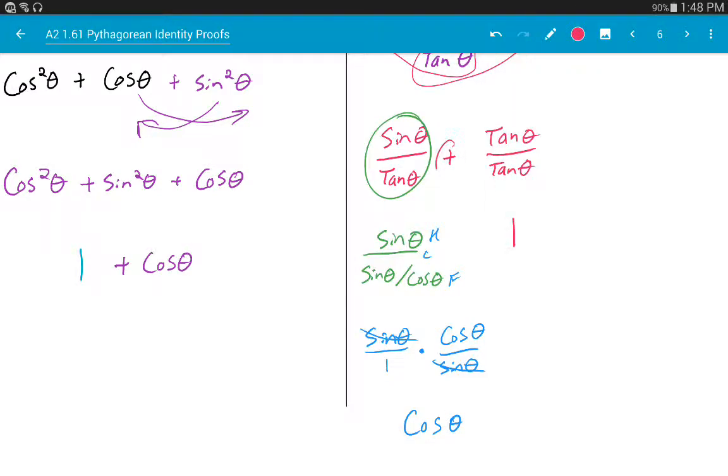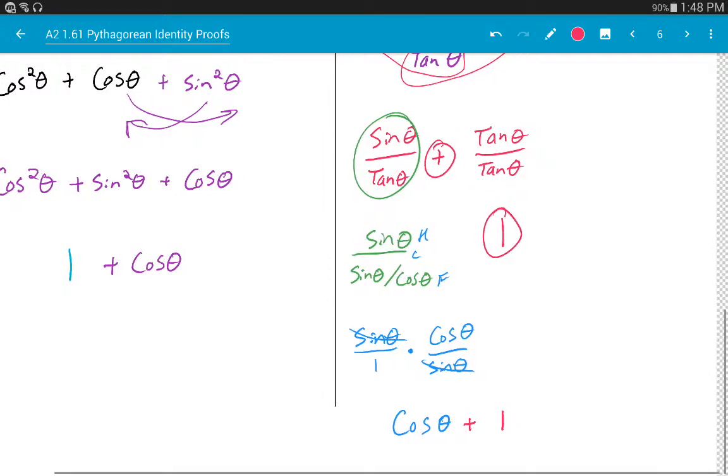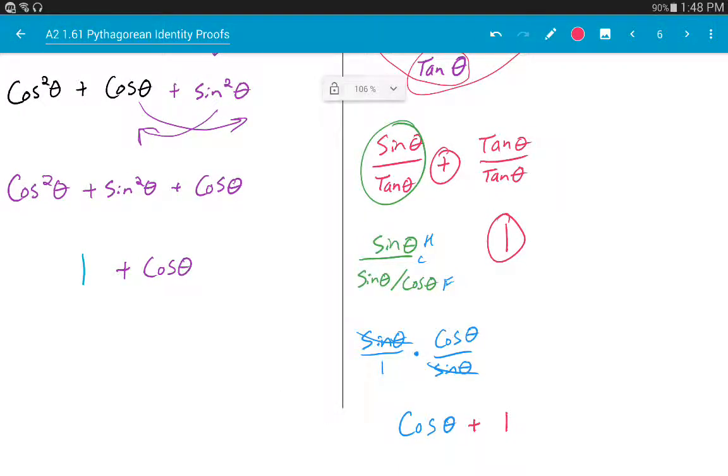Oh my goodness, look at this, plus 1. 1 plus cos, cos plus 1. These are the same thing. So I can rearrange them if I want to, but it's obvious, so I don't have to. My left-hand side equals my right-hand side. Q, E, D.